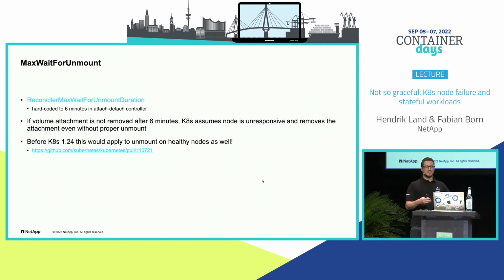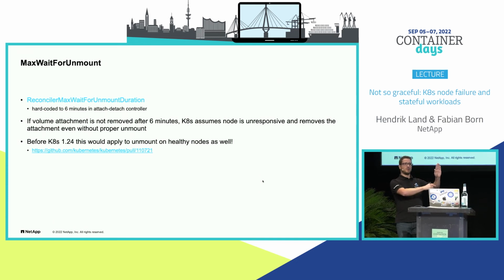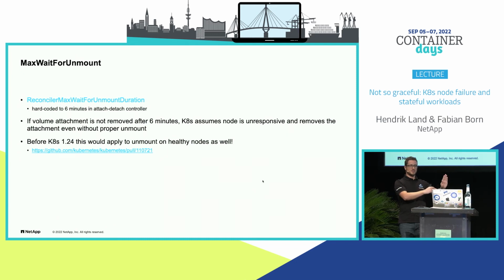So we force deleted the pod. The force deletion of the pod triggers a force deletion of the volume attachment as well because there's a dependency between the two. So the volume attachment is gone. Kubernetes waits for the CSI driver to report it has actually been unmounted, but it only waits 6 minutes. And after that, it says, okay, I'll assume it is unmounted. I just mount it to another node.